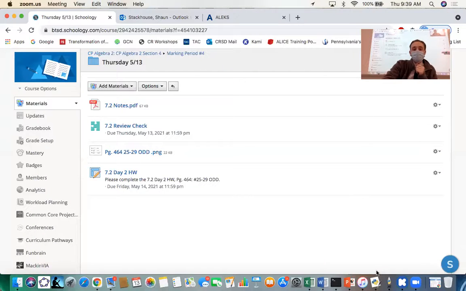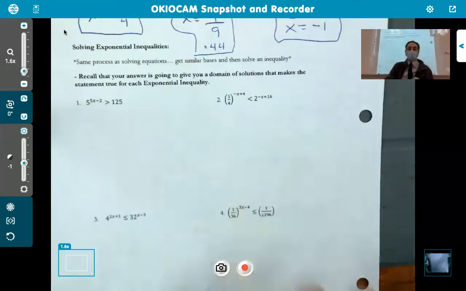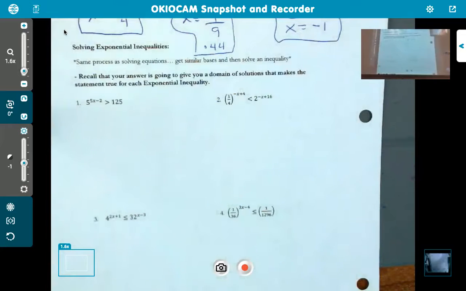So on Tuesday, if you recall, and what we talked about a little bit in class yesterday as well, was our ability to now solve these exponential equations. All right, so we'll be on the back there.